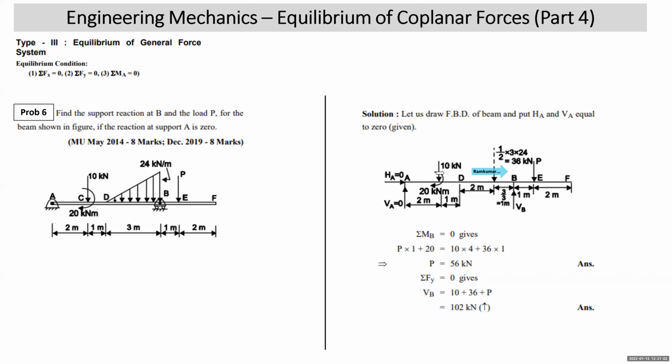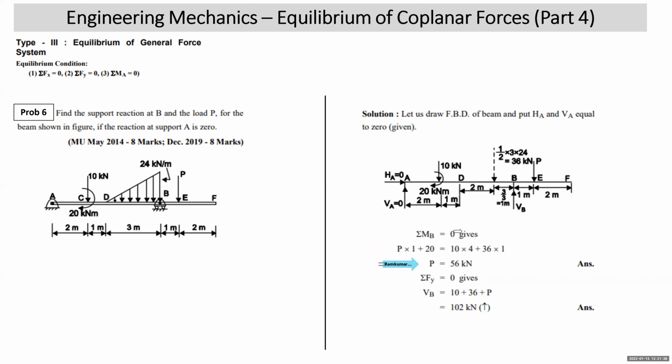Then 20 kilonewton meter is clockwise. We have taken it left side. Now on right side, we take anti-clockwise. What are the anti-clockwise moments? 36 into 1, that is anti-clockwise moment. This 10 into 4, that is anti-clockwise. So clockwise moments have been written on left side and anti-clockwise moments about B have been written on the right side. You get the value of P as 56 kilonewton.